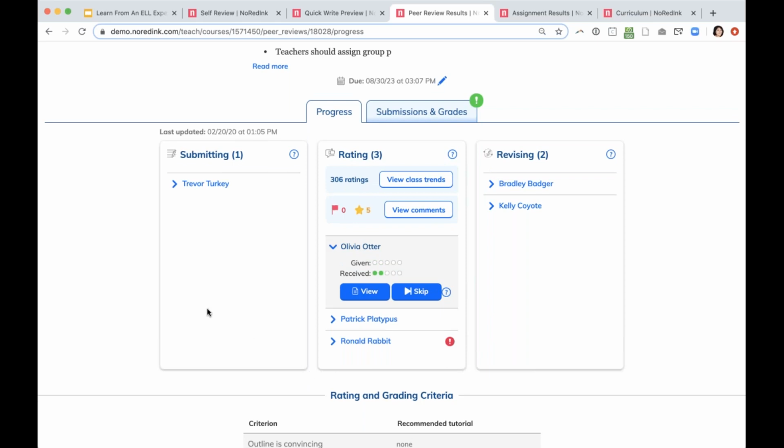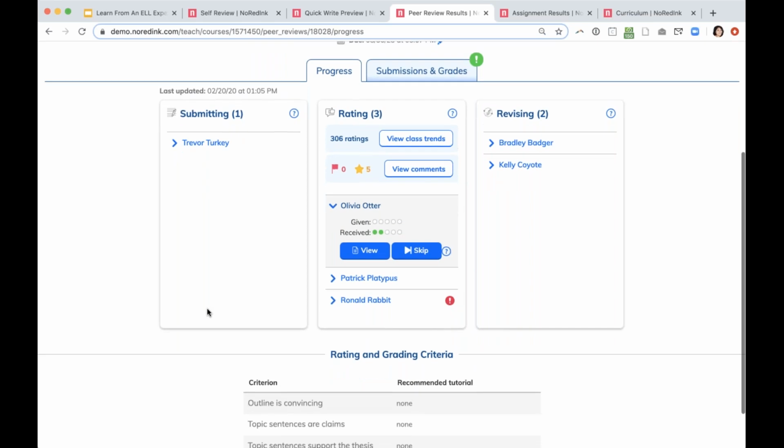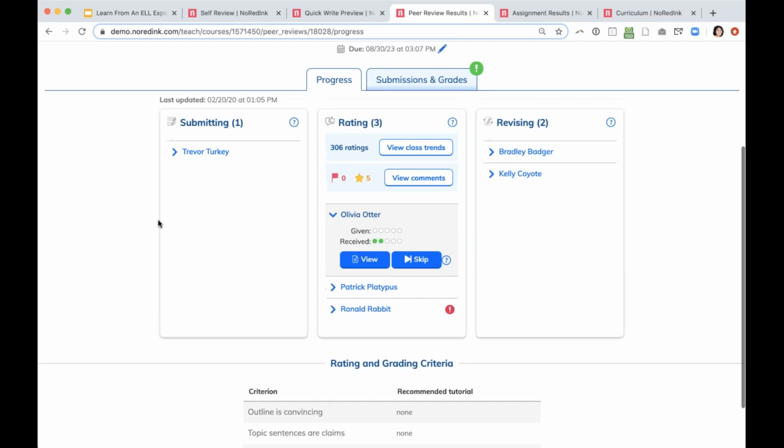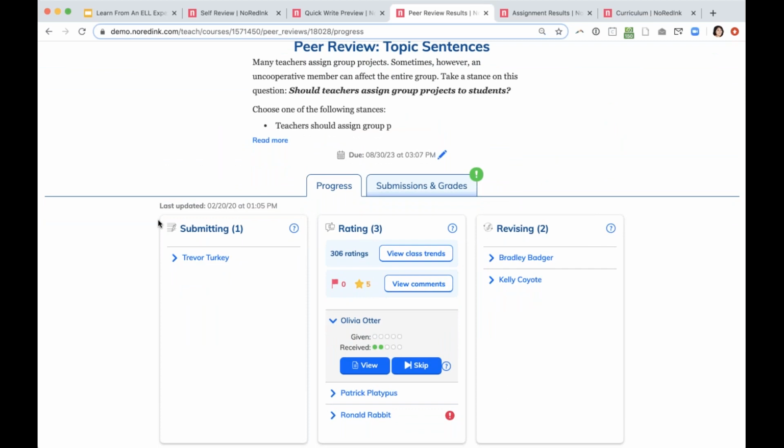I will say though, with the ELL students, sometimes you need to be sitting in front of your computer to kind of catch them up, or offer a comment to them in particular. So I would suggest definitely having a Chromebook or laptop in front of you as you do this with your class.